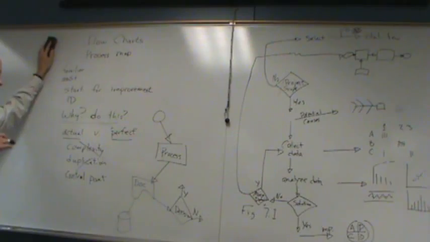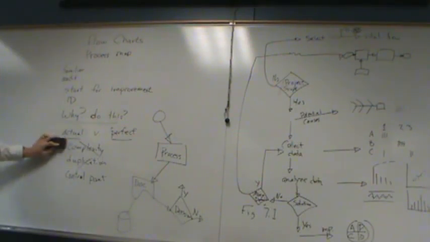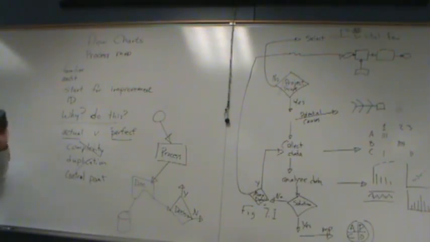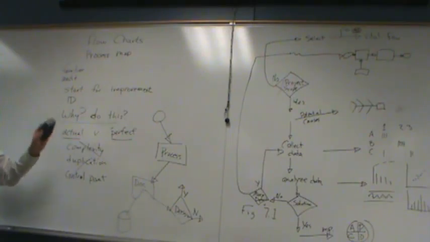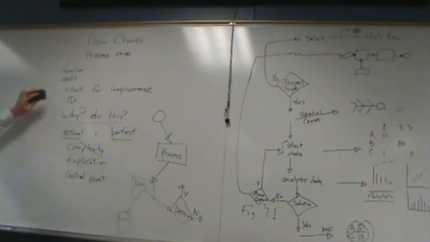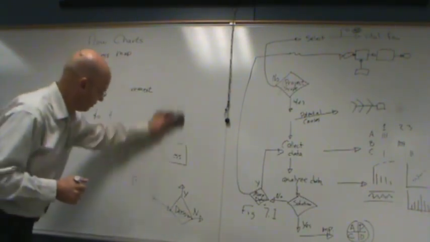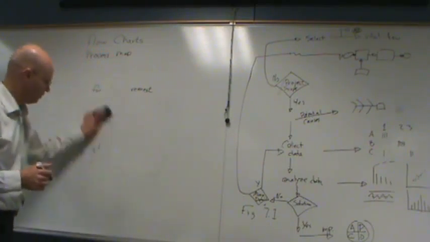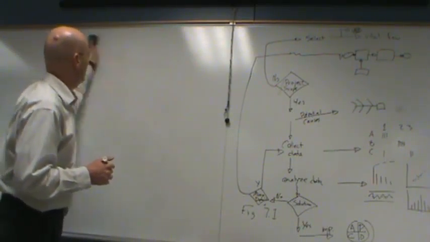So a couple things of it, try to keep the complexity of these down so that they're easy to follow, because if you get too many lines going everywhere, they frequently just kind of get ignored. All right. Next one we're going to look at are check sheets.